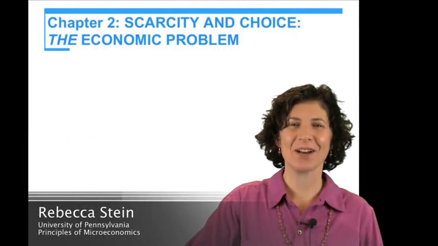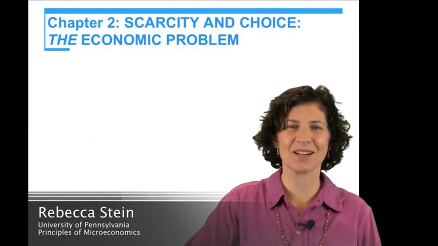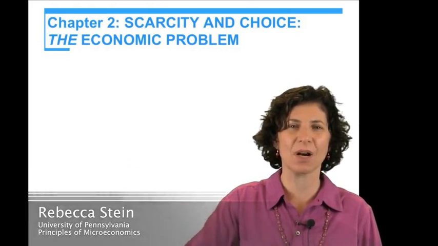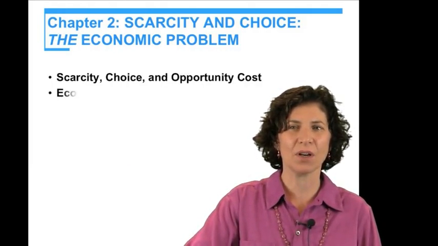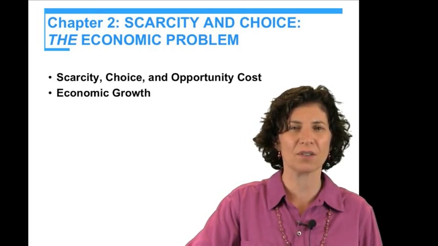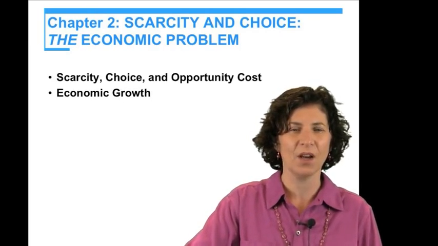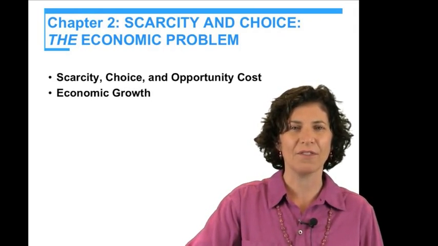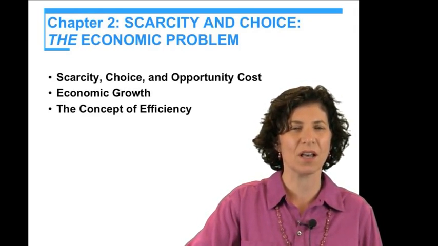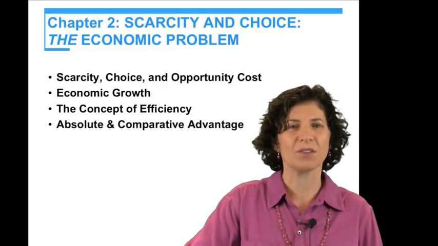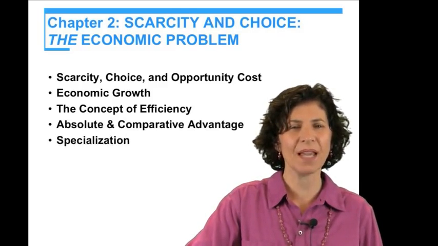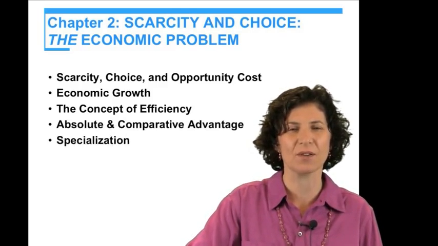Welcome back. So today's topic is looking at scarcity and choice, which is the core economic problem. And we'll do it in a few steps. It'll take us a few segments. We'll start off by looking at the definition of economics. Then we'll talk about thinking about opportunity cost graphically. We'll talk about economic growth. And then eventually we'll get to talk about the concept of efficiency, about specialization, about absolute and comparative advantage. And we'll end with some discussion about trade. So this will take us a while. We'll do it step by step.